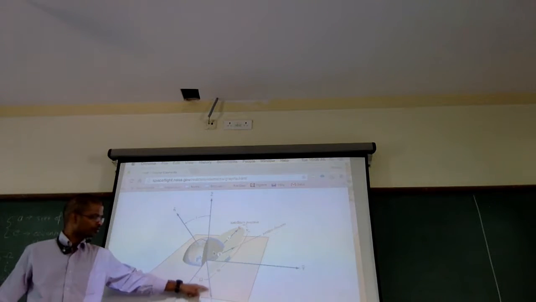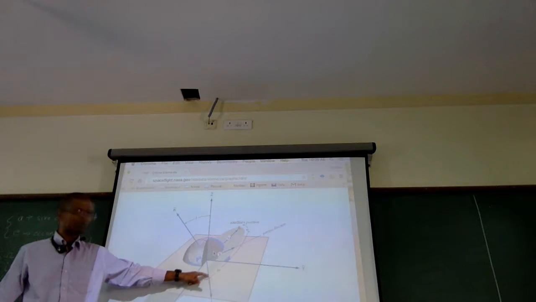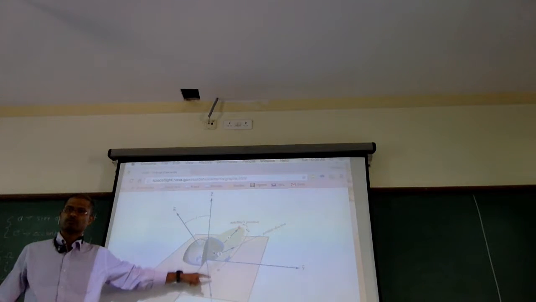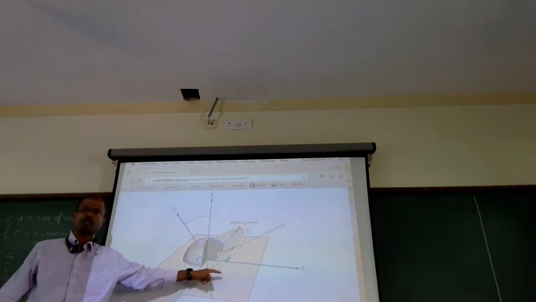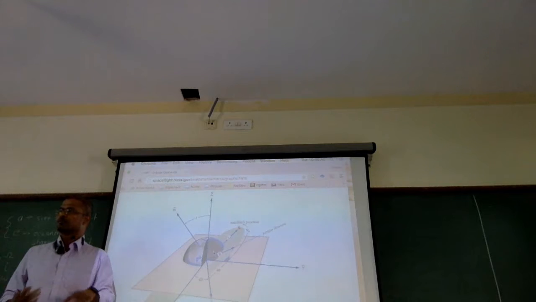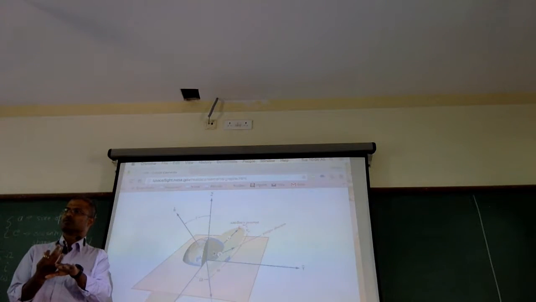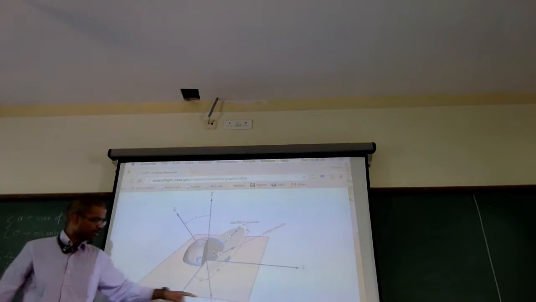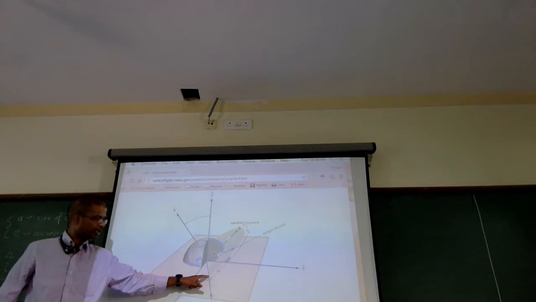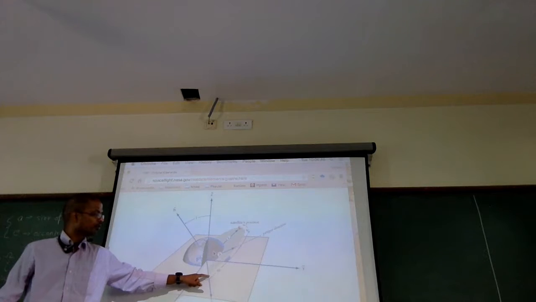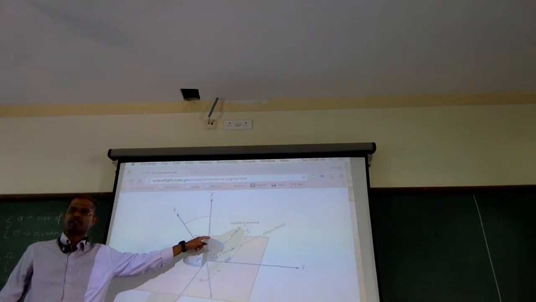You see this line of nodes? It's passing through the 2 planes. This plane and this plane intersect at this line of nodes. Got it? This is called the ascending node, and the node opposite is called the descending node.